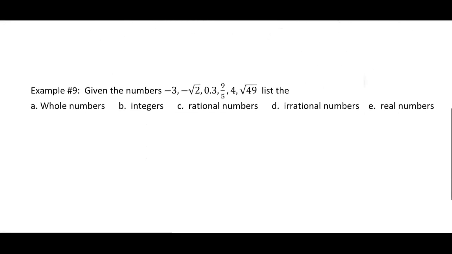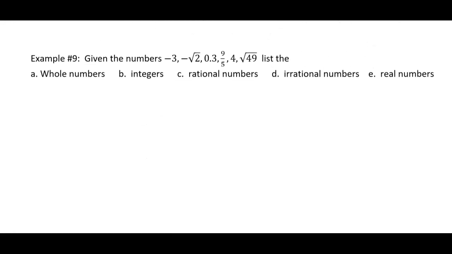Okay, so they want us to be a little familiar with these ideas, and so they give us a set of numbers, and they say, given the numbers, and here are our numbers, -3, negative square root of 2, 0.3, 9/5, 4, and the square root of 49. And it wants us to list the, okay, first we're going to do the whole numbers.